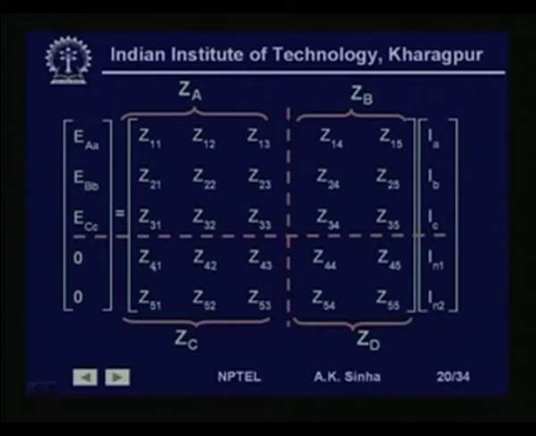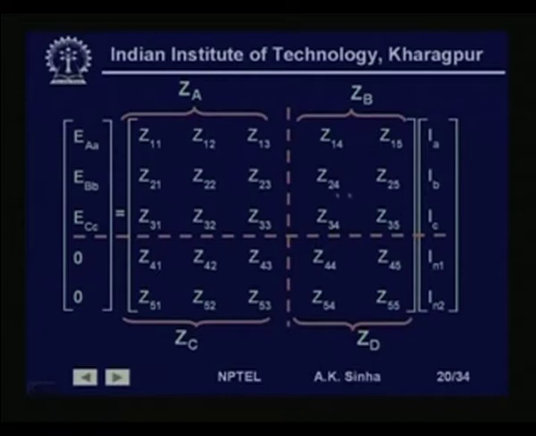These impedances are Z41, Z42, Z43, Z51, Z52, Z53. Similarly, the voltage across the neutral conductors due to currents in the neutral conductors will be given by this matrix Zd, which is Z44, Z45, Z54, Z55. So, we have 3 submatrices: Za, which is a 3 by 3, Zb, which is a 3 by 2 matrix, Zc, which is a 2 by 3 matrix, and Zd, which is a 2 by 2 matrix.